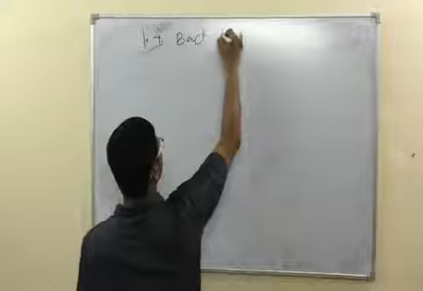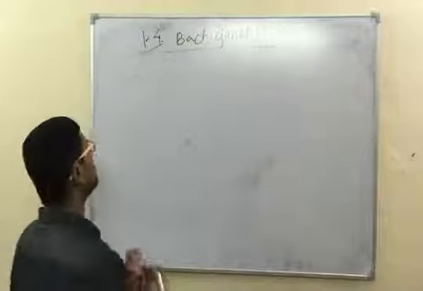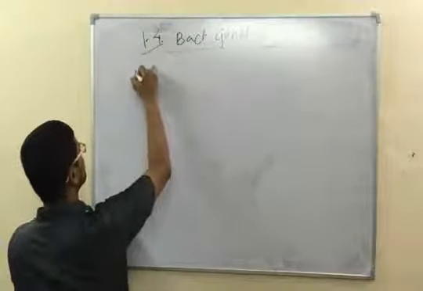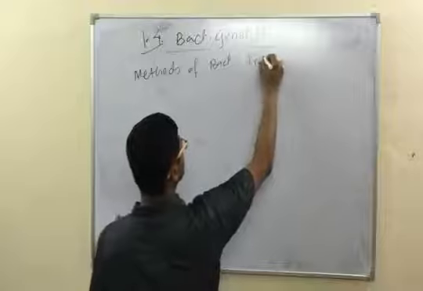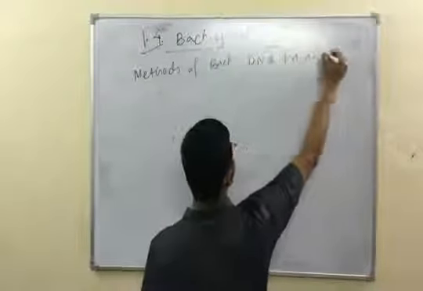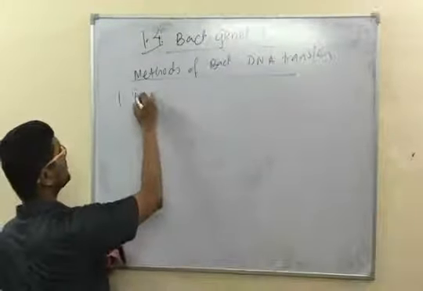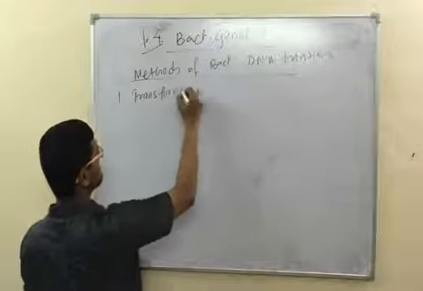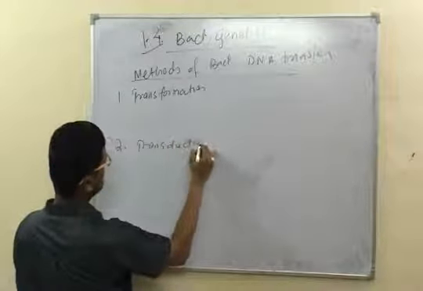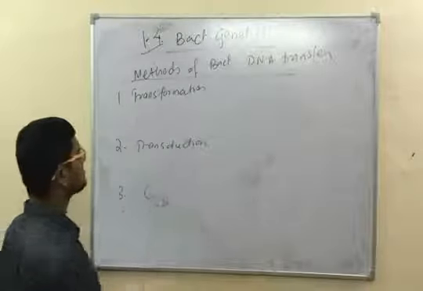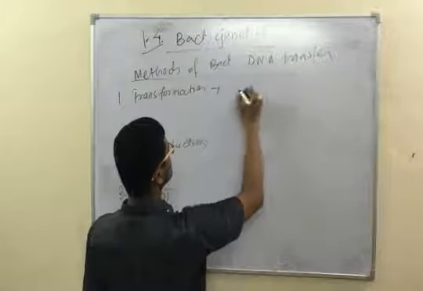1.4 Bacterial genetics. First we will discuss the various methods of bacterial DNA transfer. The bacterial gene can be transferred by various methods, which can be clubbed as transformation, transduction and conjugation. Transformation is a method of transfer of bacterial genes by the agency of free DNA.